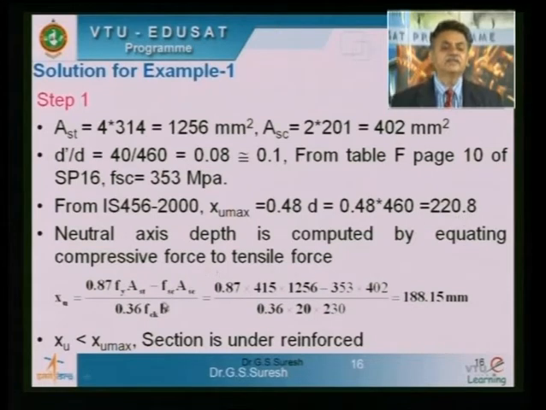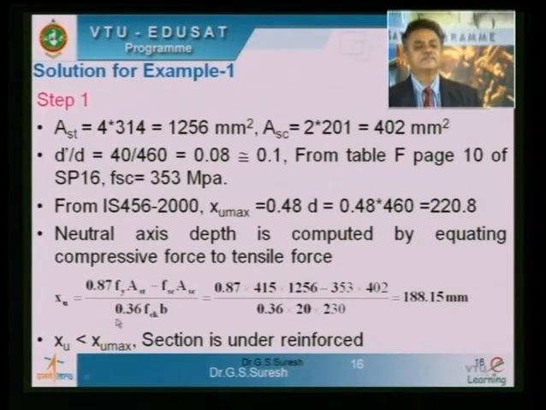But now, if I equate the tensile force to the compressive force, I get the neutral axis depth as 0.87 FY AST minus FSC ASC by 0.36 FCK into B. So, this gives XU is equal to 188.15 mm. Actual neutral axis is this. Now, I compare 188.15 with 220.8. So, when I compare XU and XU max, I found that the section is under reinforced.